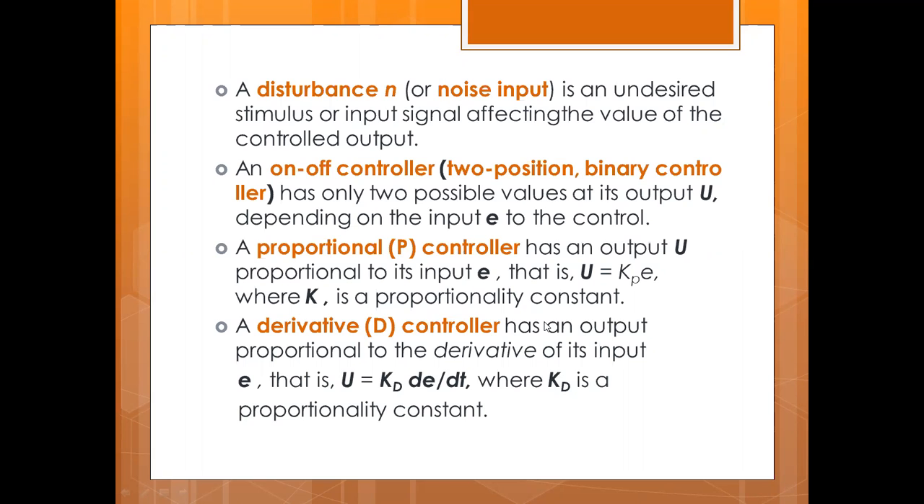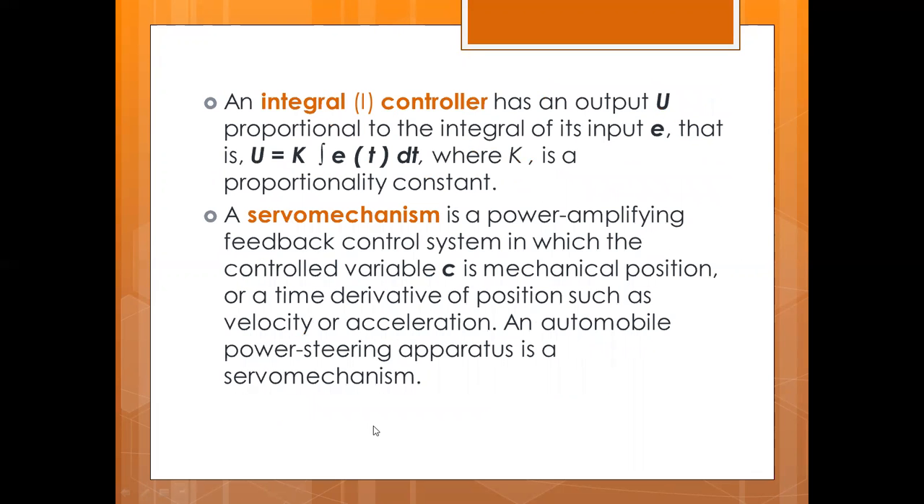Now, a derivative controller, represented as D, has an output proportional to the derivative of its input E. That is, U is equal to K sub D times the derivative dE/dt of E with respect to time, where K sub D is a proportional constant again. So you have here the time derivative of the error, dE/dt, multiplied by K sub D, which is a proportionality constant.